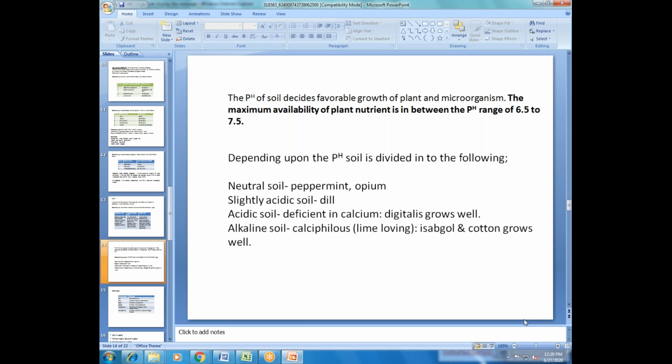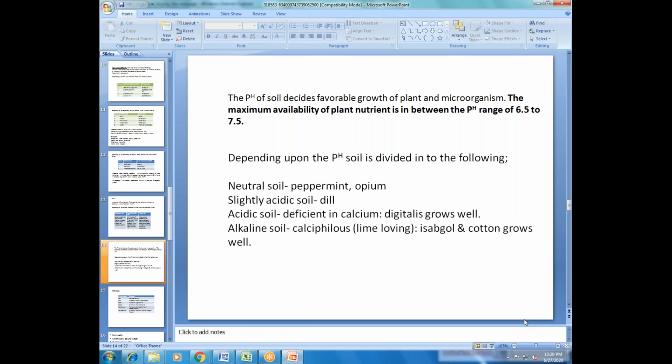In the gastric pH, even a slight increase will cause drastic irritation. There will be vomiting or an ulcer. So even the pH of the soil is very important, which we don't give any importance nowadays. The pH of the soil decides favorable growth of the plant and the microorganisms.